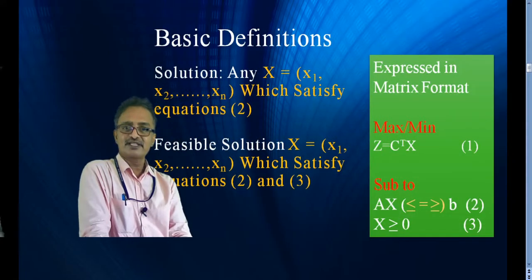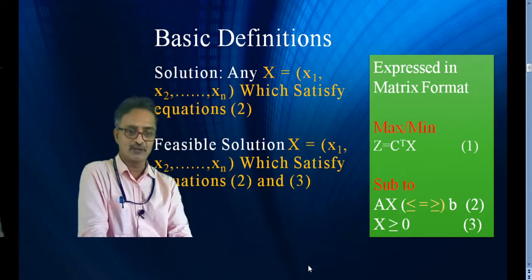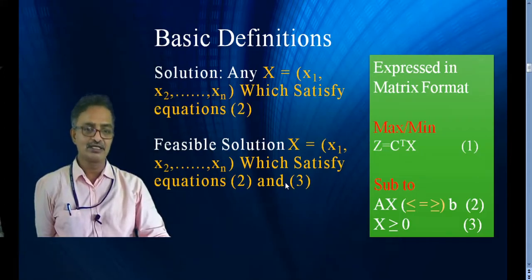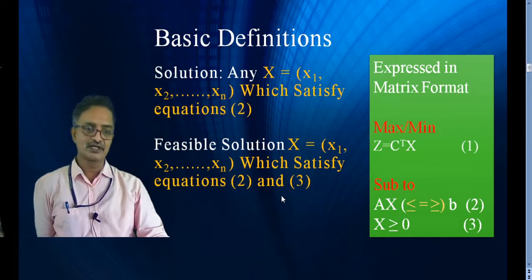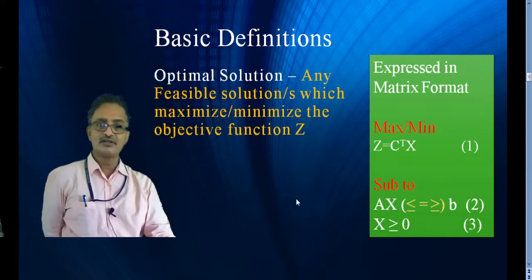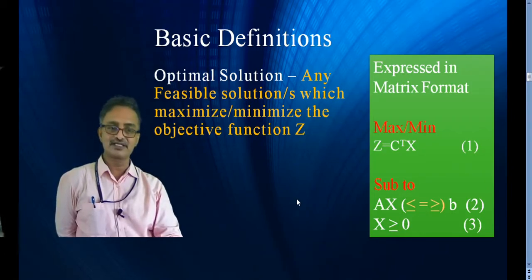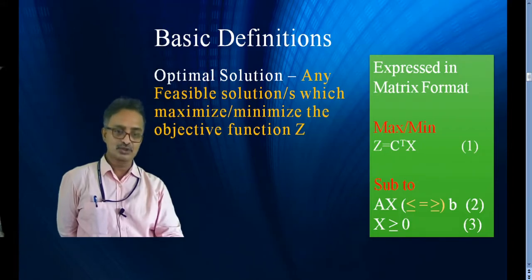Now the basic definitions in a linear programming problem are solution, feasible solution and optimal solution. A solution is a decision vector which must satisfy all the constraints in the formulation. When it also satisfies the non-negativity constraint, the decision vector is called a feasible solution. If it is a feasible solution and it also minimizes or maximizes the objective, then that particular decision vector is called an optimal solution for the problem under study.